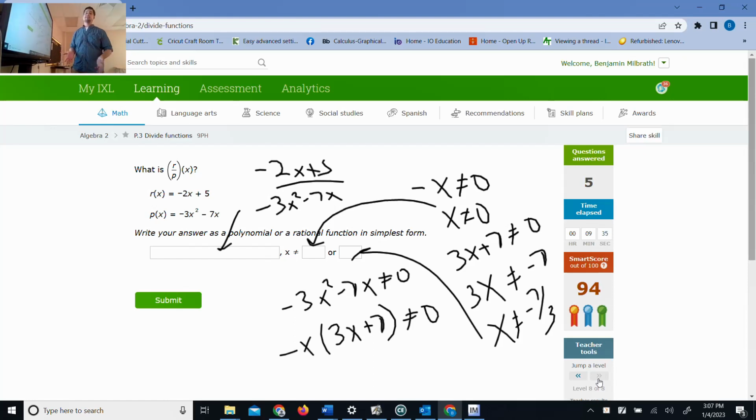And that is IXL. Not something that's too terribly difficult. I don't think it is.